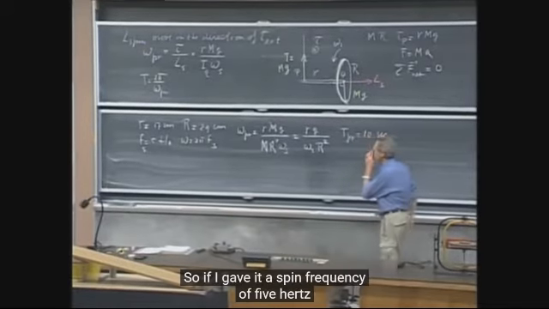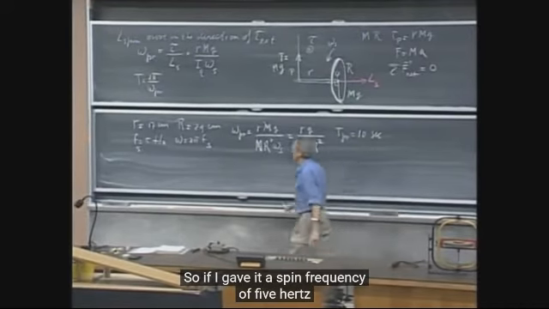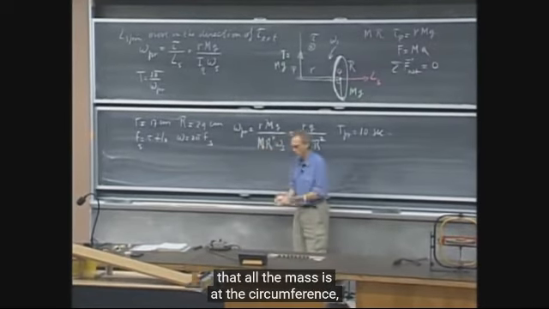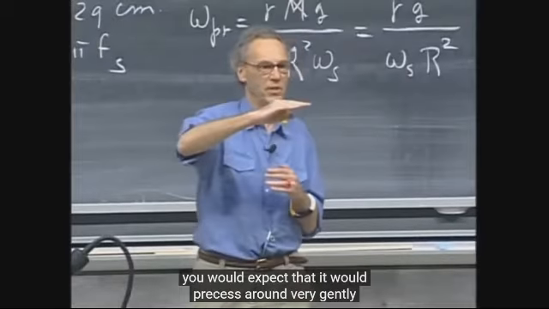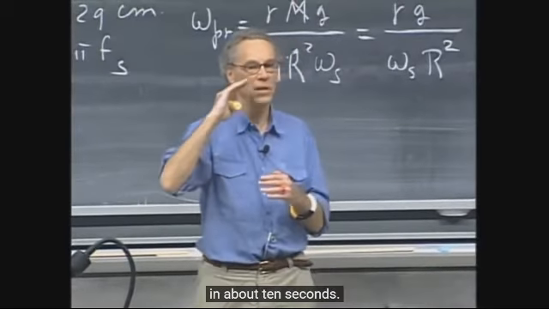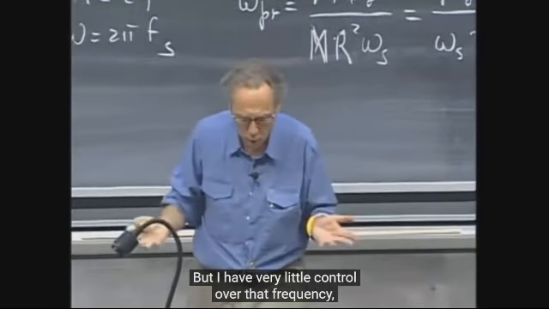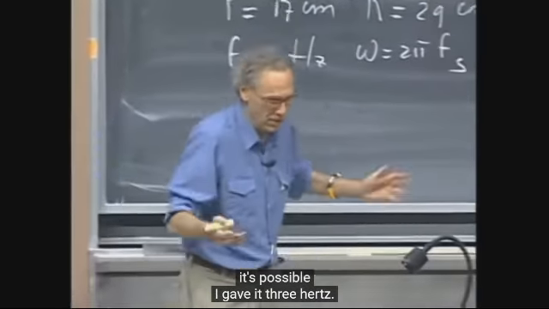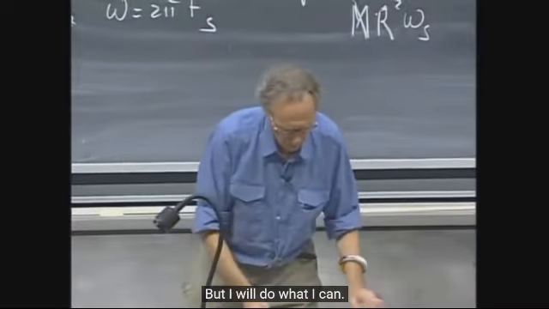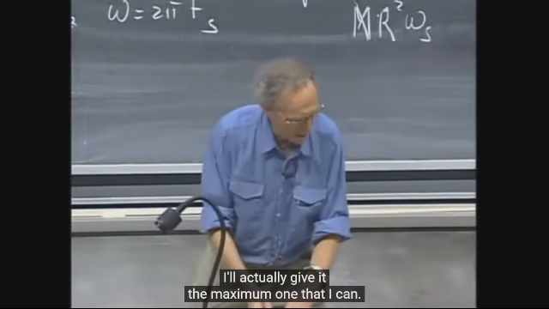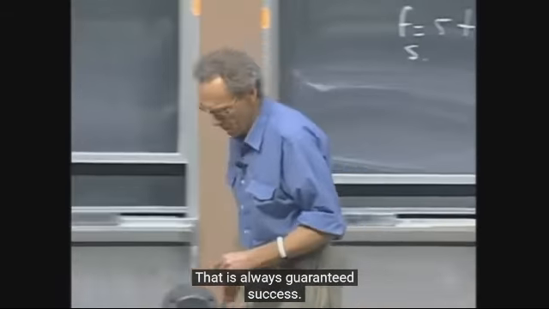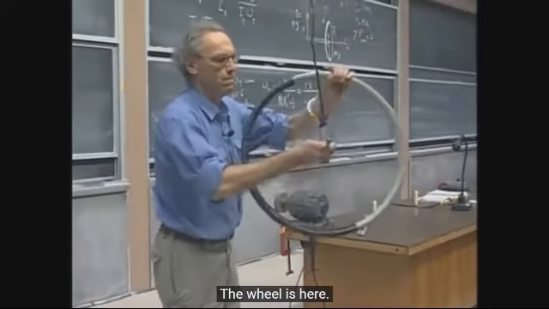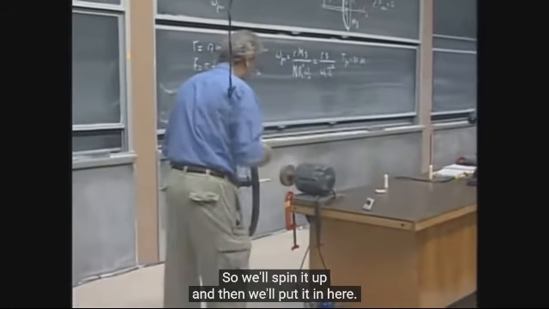So if I gave it a spin frequency of 5 hertz, with these dimensions and with this approximation that all the mass is at the circumference, you would expect that it would precess around very gently in about 10 seconds. But I have very little control over that frequency. So it is possible that I give it 7 hertz, it's possible I give it 3 hertz. But I will do what I can. I'll actually give it the maximum one that I can. That is always guaranteed success. Where's the wheel? The wheel is here. So we'll spin it up, and then we'll put it in here.